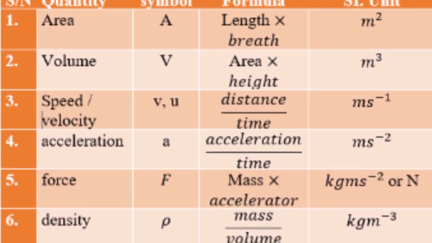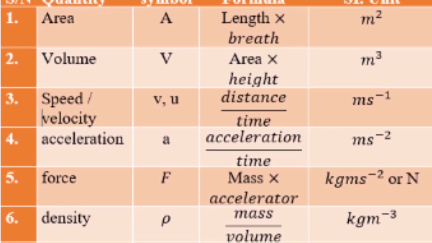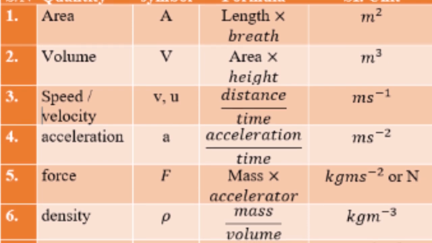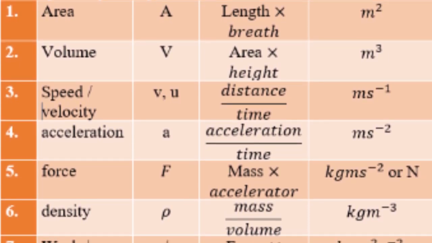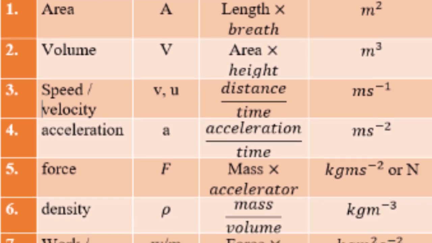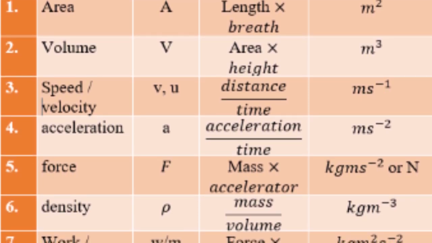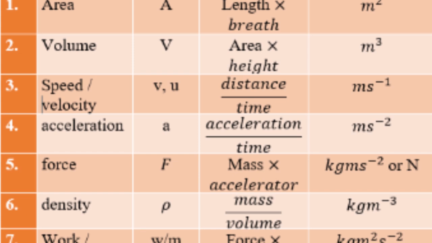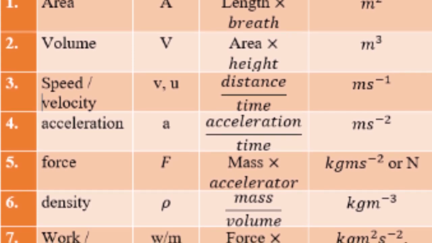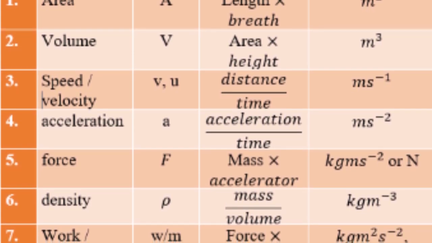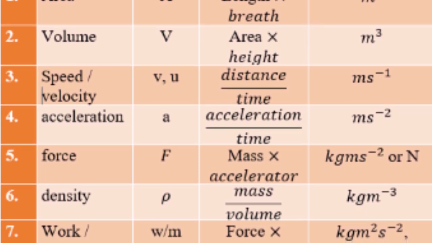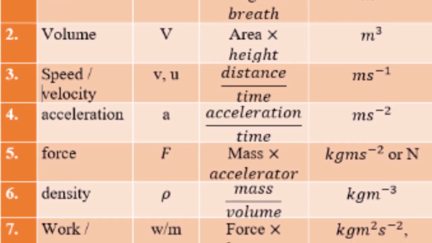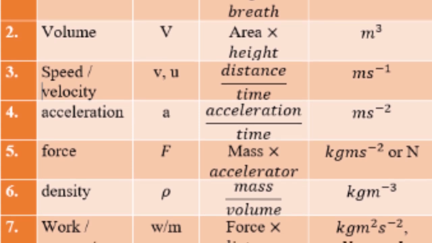First on the list we have area. So area is a derived quantity and the symbol is capital letter A. The formula is length times breadth and the unit is meter squared. Number 2 is volume. It has the symbol capital letter V and the formula of volume is area times height, or length times breadth times height. And the SI unit is meter cube, or meter raised to the power of 3.